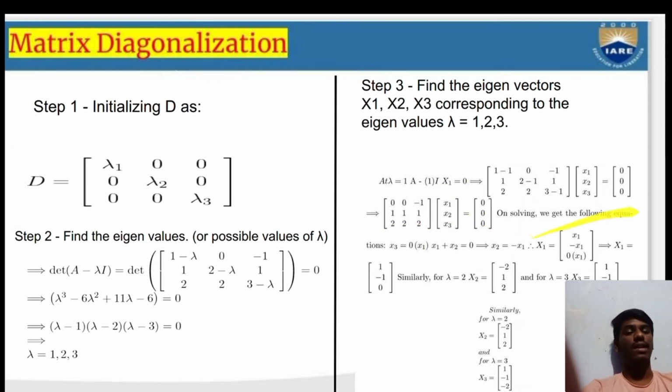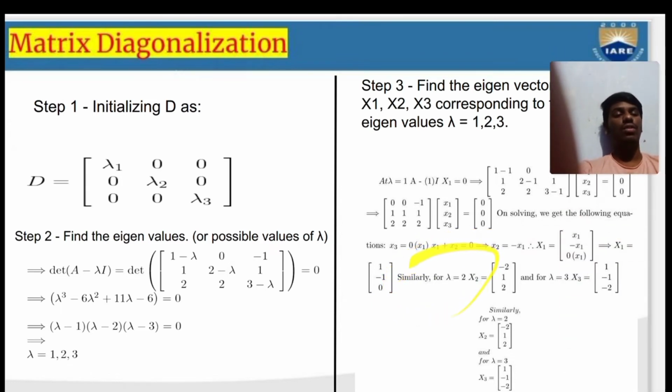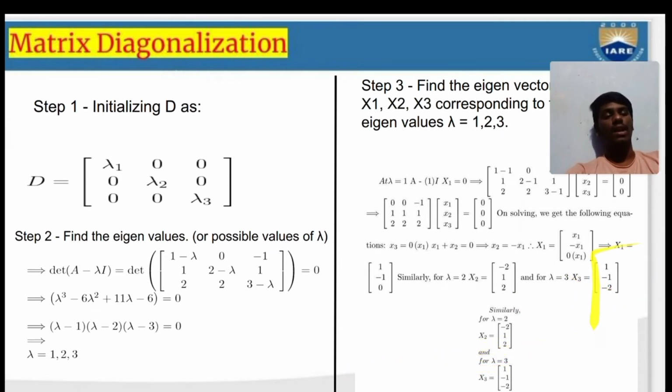On solving, we will get the following equations: x3 is equal to 0, x1 plus x2 is equal to 0, x2 is equal to minus x1. By solving this, we get x1 is equal to 1, minus 1, 0. Similarly, for lambda equal to 2 and lambda equal to 3, we will get x2 as minus 2, 1, 2. And for lambda equal to 3, we will get the corresponding eigenvector x3 as 1, minus 1, minus 2. Here we got 3 eigenvectors.